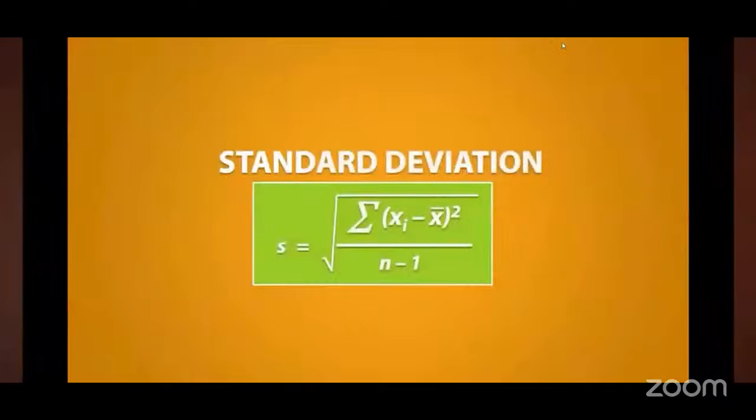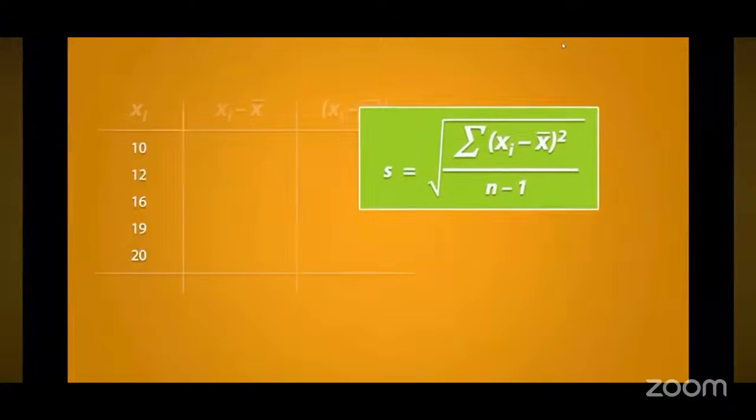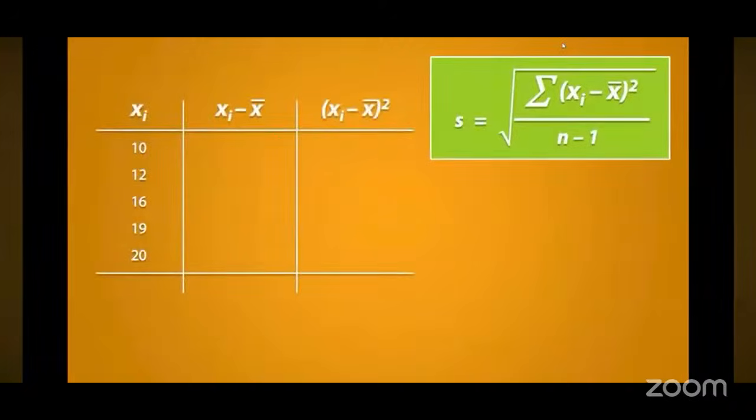Now the standard deviation is computed using this formula. The formula looks a little complicated, but the calculation for the standard deviation is simple. We will calculate the standard deviation for the following data set. I will create a table to help me with my calculations, and this table corresponds to the numerator of the formula. Notice how x bar is contained within the formula, so we should calculate this first. You should find that the mean is equal to 15.4.